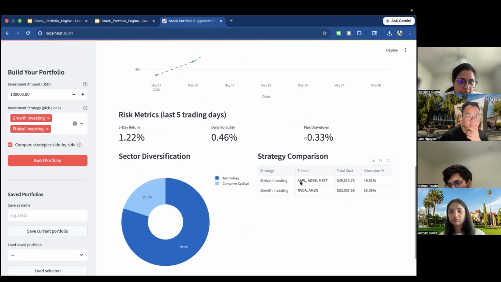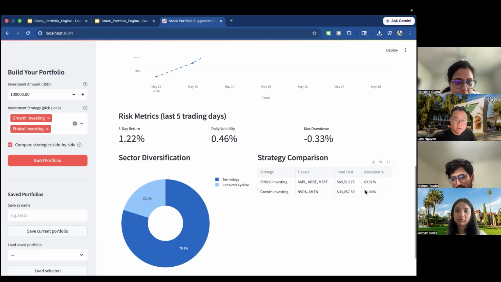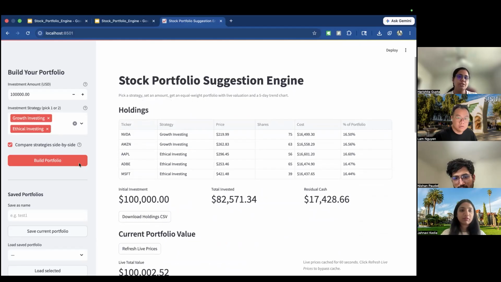In the growth investing, it has selected Nvidia and Amazon, and the total cost, how much it has invested in these 2 company shares, and what the allocation was. If you see the allocation of each strategy, the ethical strategy allocation was around 49%, and the growth investing allocation was around 32%. Yeah. So next, Nishan can.